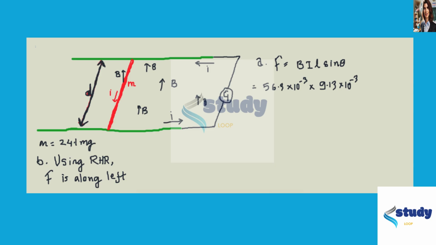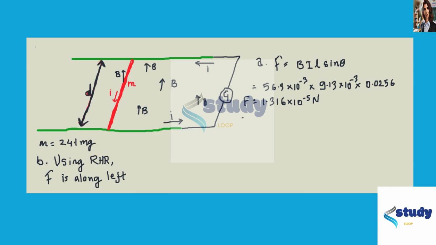And what is the length? It is given as d, that is equal to 2.56 centimeters. So let me write that in meters, 0.0256 meters. And what is sine theta? That is 1, because the angle between this wire and the magnetic field is 90 degrees. So if you calculate, the force on the wire comes out to be 1.316 into 10 to the power minus 5 Newton, right?